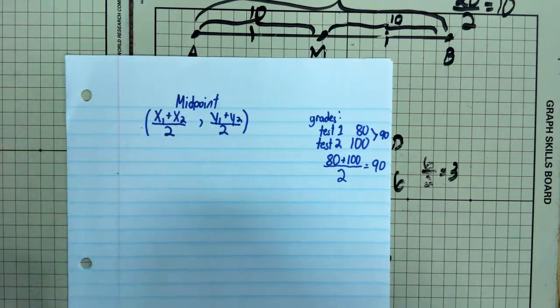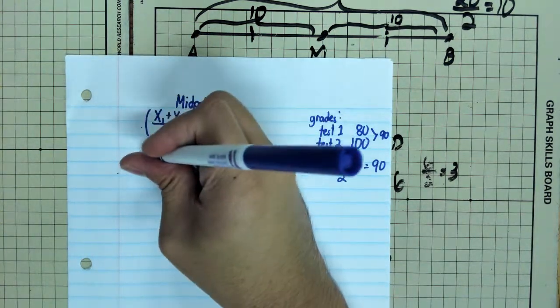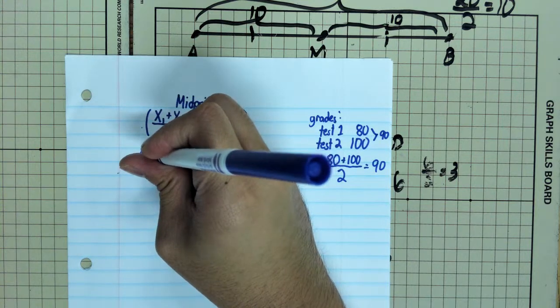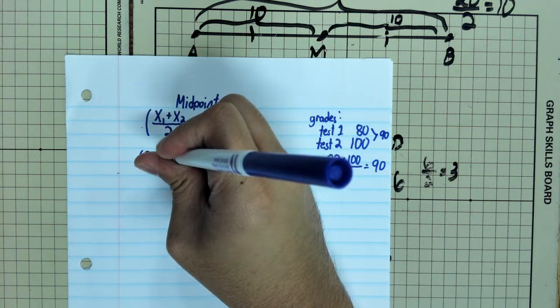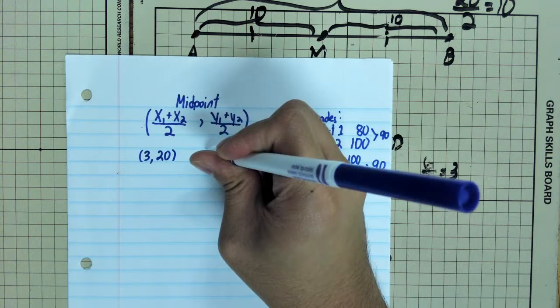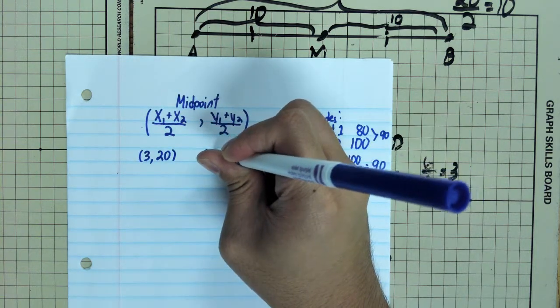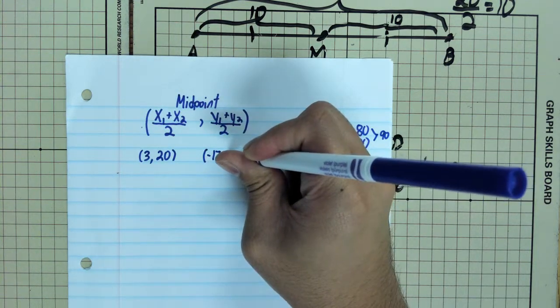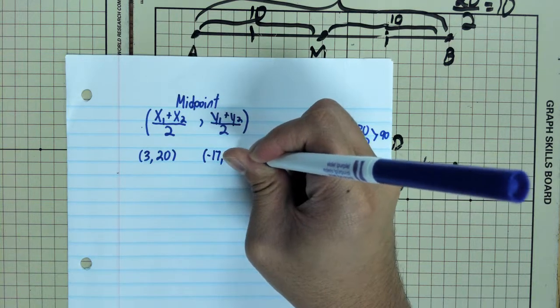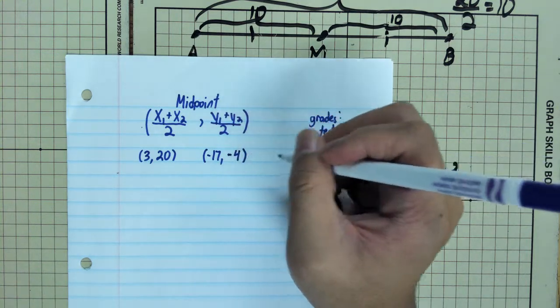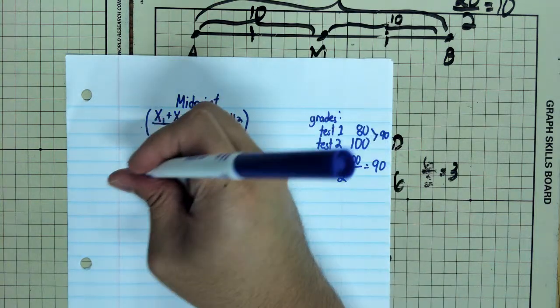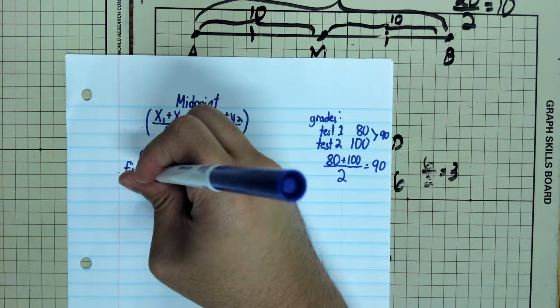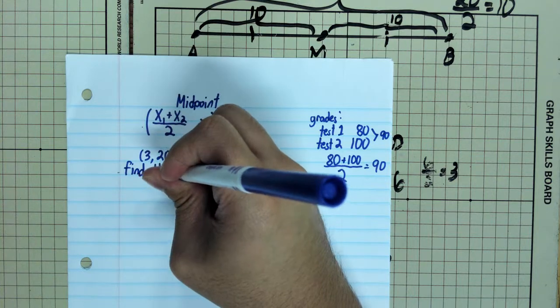Alright, so there's my midpoint formula. So what if, and I'm just going to make ordered pairs up here off the top of my head, what if my first point is a 3, 20, and my second point is a negative 17, negative 4. And I'm asked to find the midpoint.